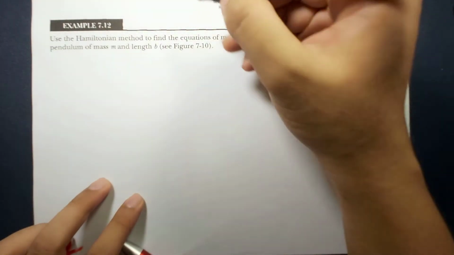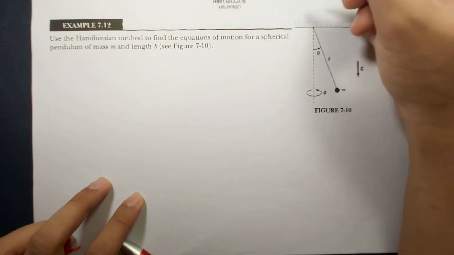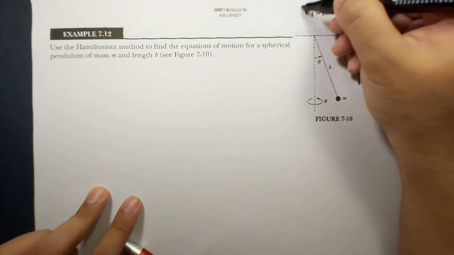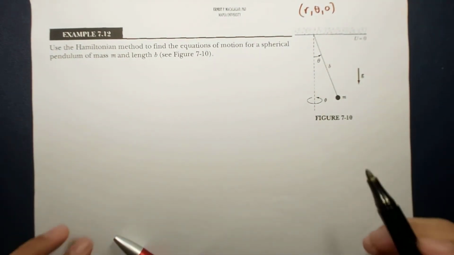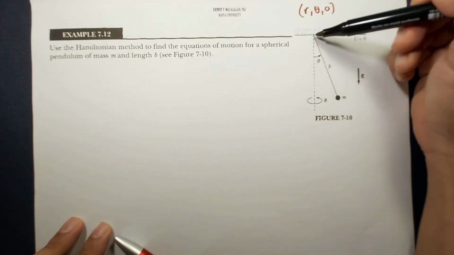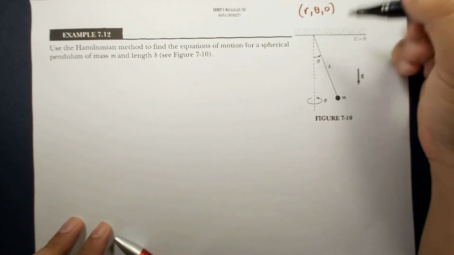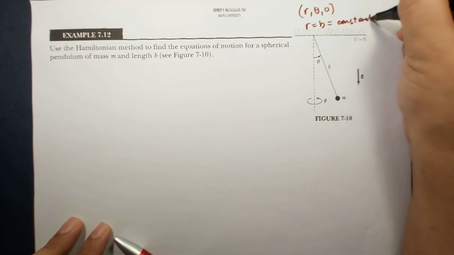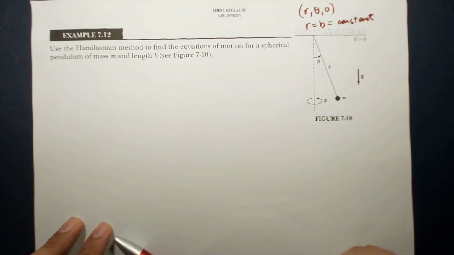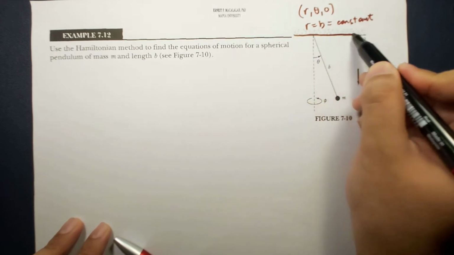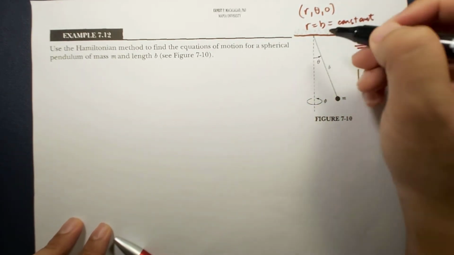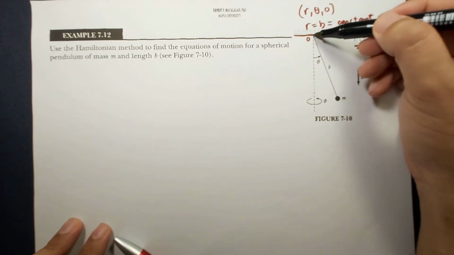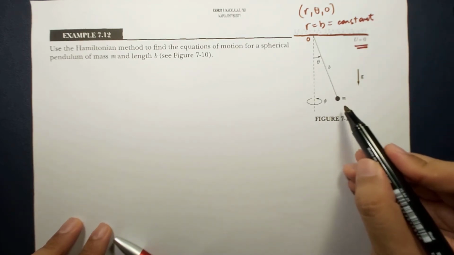We know that for spherical coordinates, the coordinates are r, theta, and phi. In this case, our r would be this direction, and this is a constant. So r would be b, and that is a constant. Please take note of this. In this figure, this is our reference point, so this will be our origin. This is theta, and this is b. This is your mass m.